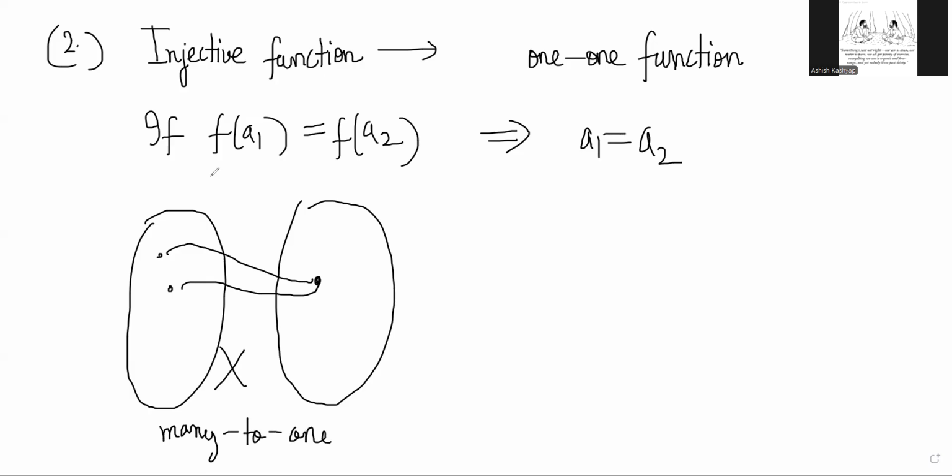So as soon as you know that the outputs are equal, you are guaranteed that the inputs are also equal. f of a1 is equal to f of a2 should imply that a1 is equal to a2. That is the definition of an injective function. And lastly, we look at what is a bijection.